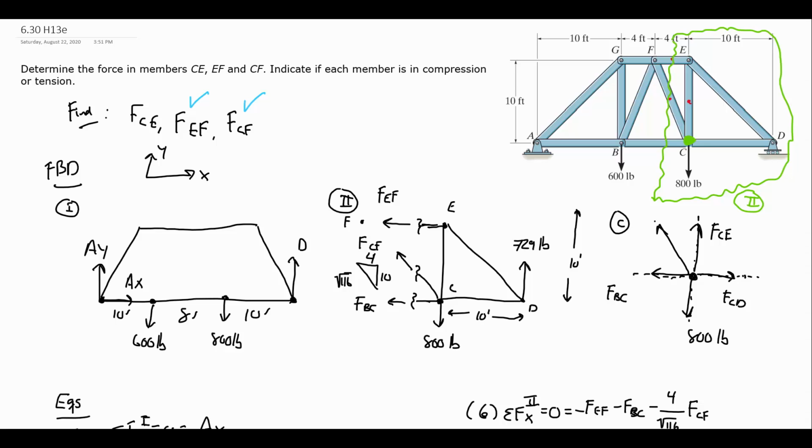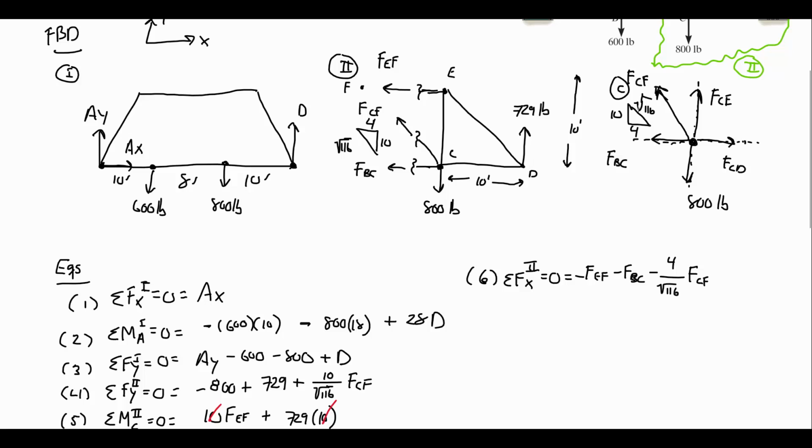And then we have here FCF, and it's going at that triangle that is that 10, 4, root 116 triangle. Make it a little bit bigger. Okay, and that is everything happening at C. Again, we already know CF, we already know BC, so those remaining, we only have the two unknowns left.